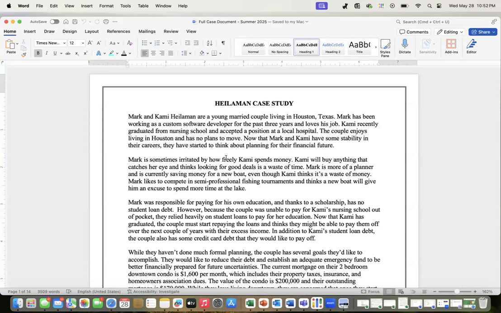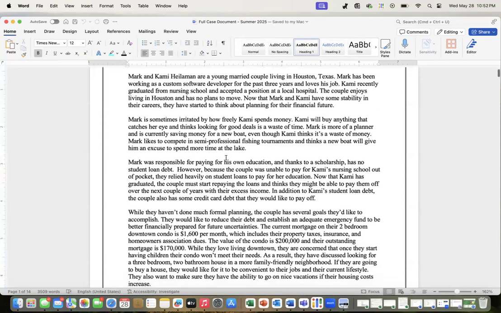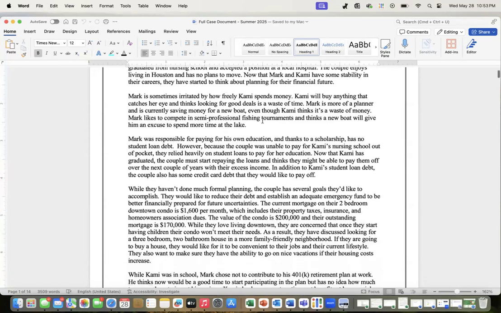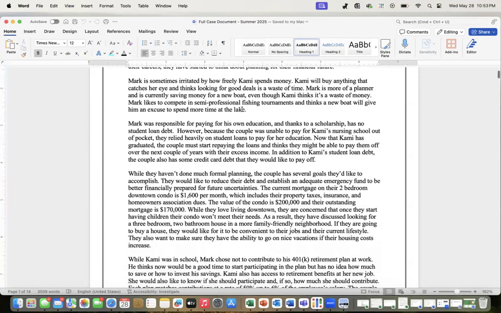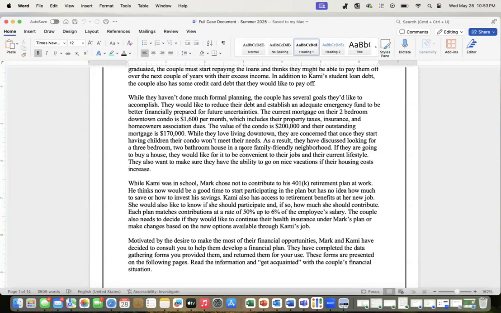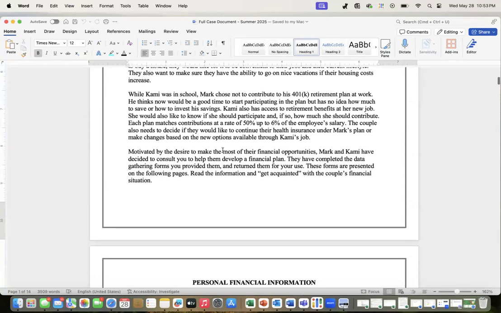So this first page in the case study document is really information about Mark and Cami. It tells us a little bit about their demographic information, where they live, where they work, a little bit about their personal situations, their habits, their preferences. It also tells us some things about their financial situation. So you can see here a little bit about their home, a little bit about their employee benefits, and even some introduction into some of their goals.